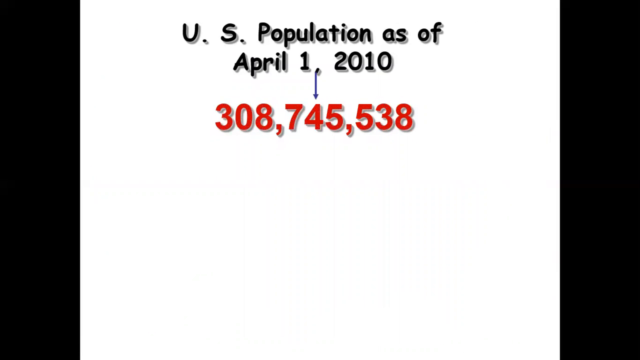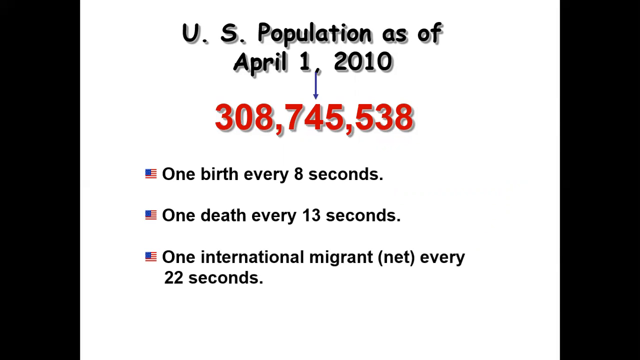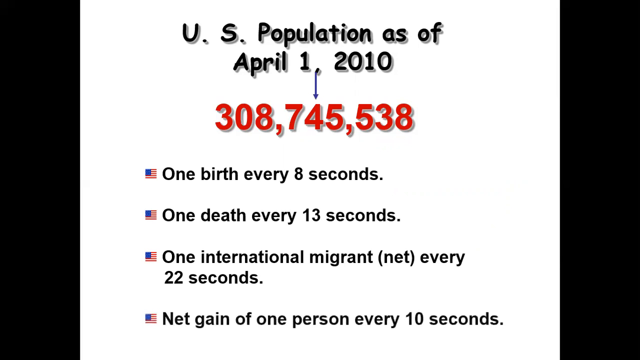Now, as of 10 years ago, the population of the United States was 308 million people, 700, plus change. Over the past years, some of these figures are not quite accurate because it's a little hard to calculate that stuff. I'm not that good at math. But essentially, there's one birth every 8 seconds in the U.S., as well as one death every 13 seconds. An international immigrant comes into the country about every 22 seconds. All right. Net gain of one person every 10 seconds. Basically, one new person is added to the population of the country every 10 seconds.